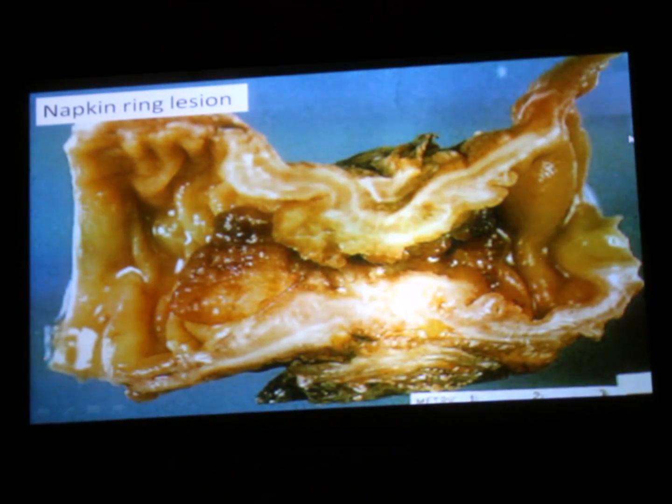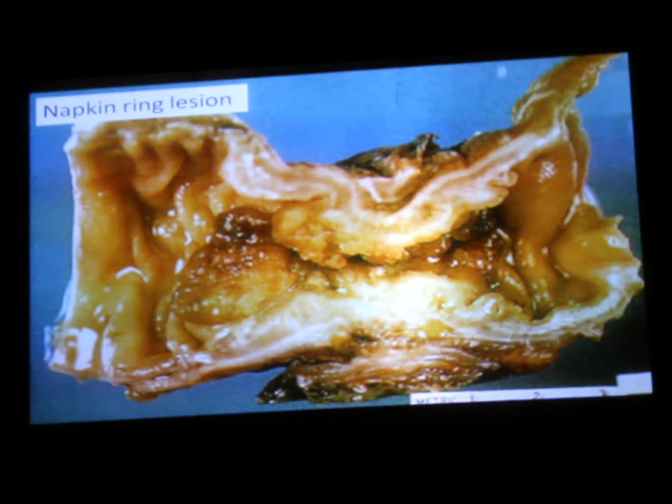On the right side, you find a napkin ring lesion. That is, the tumor is formed around the colon, encircling it completely. Suppose this is the colon, you find the tumor everywhere like this, and it will constrict the colon. So there cannot be movement of the fecal matter inside.